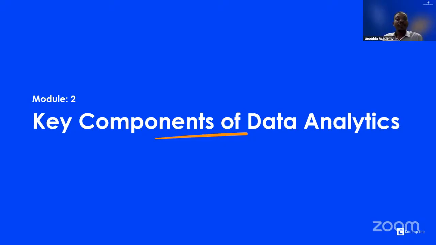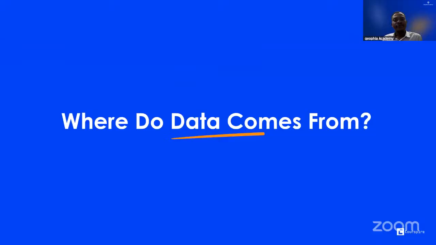So, where do data come from? Because we've been talking a lot about structured, unstructured data. Where do data come from? The first step in data analytics is collecting data from various sources. Collecting data from various sources.